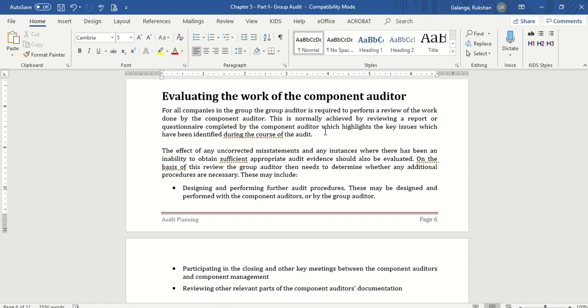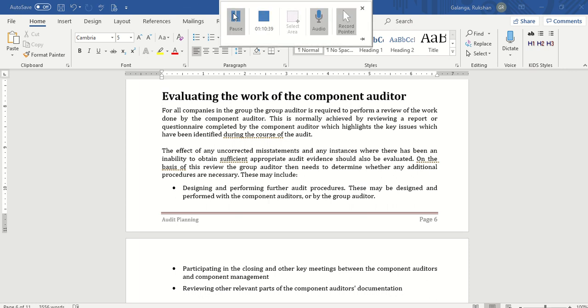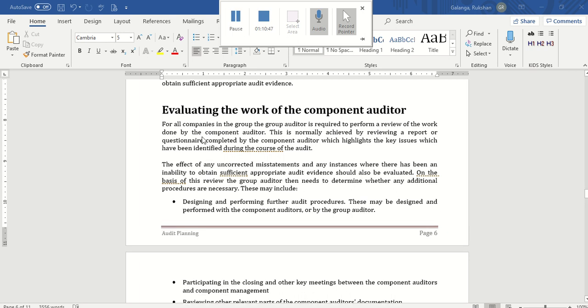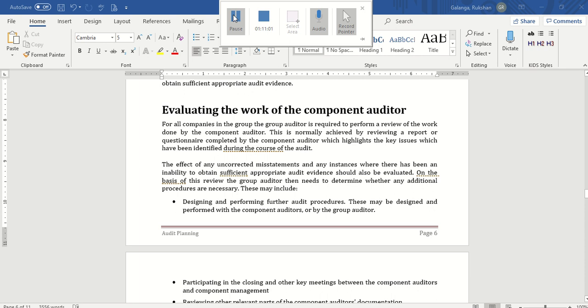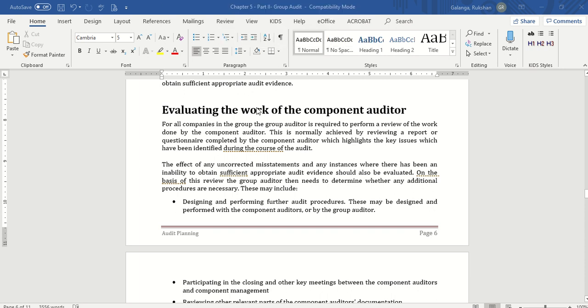Normally the group auditor sends a set of questionnaires to them asking about the important factors, right? The effects of any uncorrected misstatement and any instances where there has been an inability to obtain sufficient appropriate audit evidence should also be evaluated. So what you want to do is evaluate whether you can get sufficient and appropriate audit evidence relating to this particular uncorrected misstatement. If there's any uncorrected misstatement, in the sense a subsidiary company has some misstatements but those have not been incorporated in the financial statement, then to come to a conclusion whether it's okay or not, the group auditor should have gathered sufficient and appropriate audit evidence.